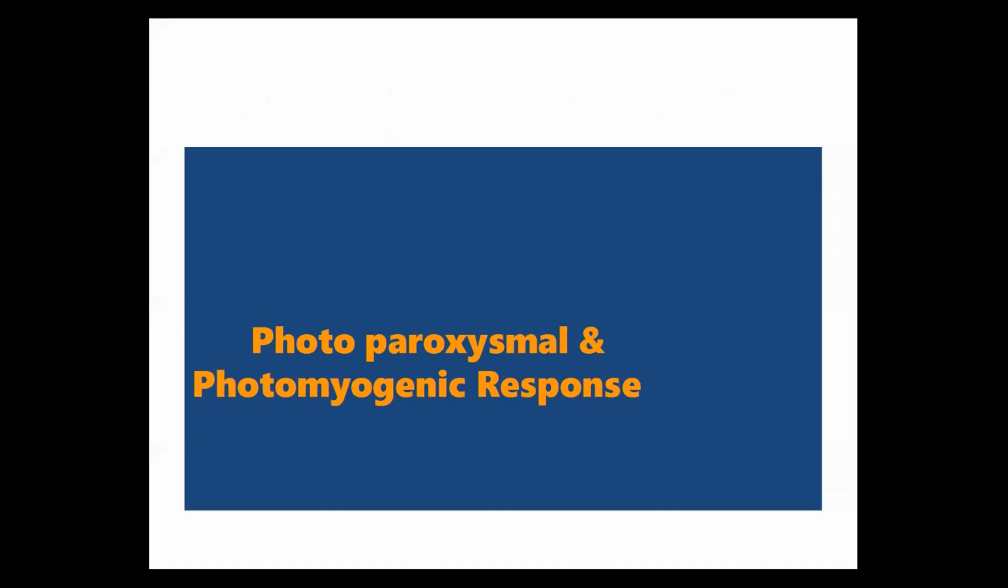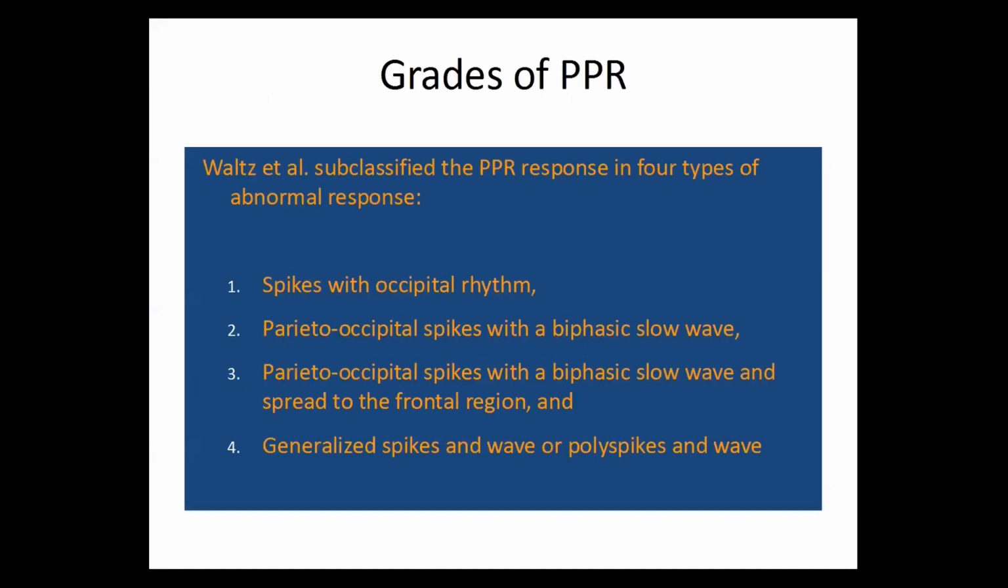So the photoparoxysmal response and photomyogenic responses. The photoparoxysmal response is something which you are interested in. Four types are there. The first grade is the one where the spikes are restricted to the occipital region, and the second one is where it is involving the parieto-occipital region with the spikes being seen there followed by a biphasic slow wave. The third grade is the one where you see the parieto-occipital spikes with the wave, but they are spreading to the frontal region, and the fourth grade is generalized spikes and waves or polyspikes and waves. These are the 4 grades of photoparoxysmal response.